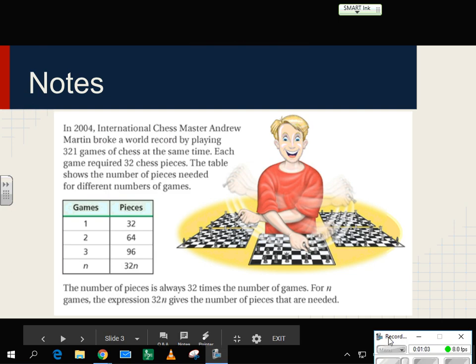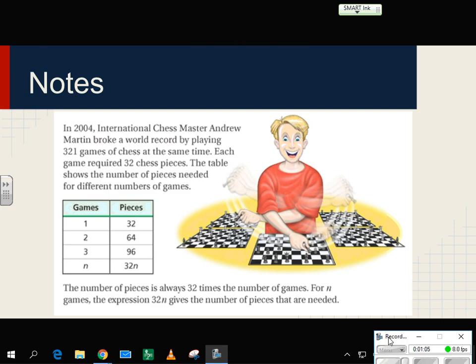All right, so here we're looking at international chess master Andrew Martin. Not really, that's a picture. Back in 2004, he broke a world record by being able to play 321 games at one time. Well, if each game requires 32 pieces, how many total pieces would he actually need to use? If we started to create a table, we could start to look for a pattern. So we know with one game it would be 32 pieces, 2 games would be 64 pieces, 3 games would be 96 pieces.